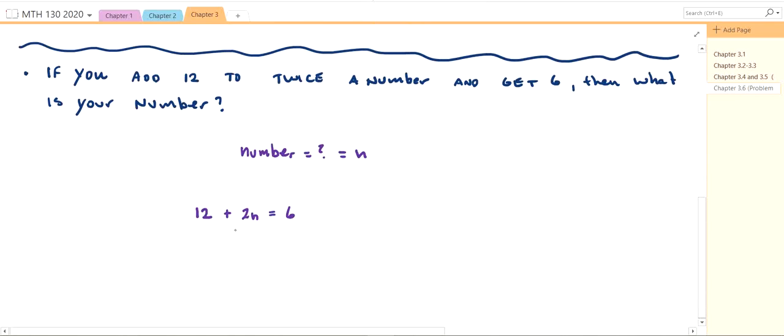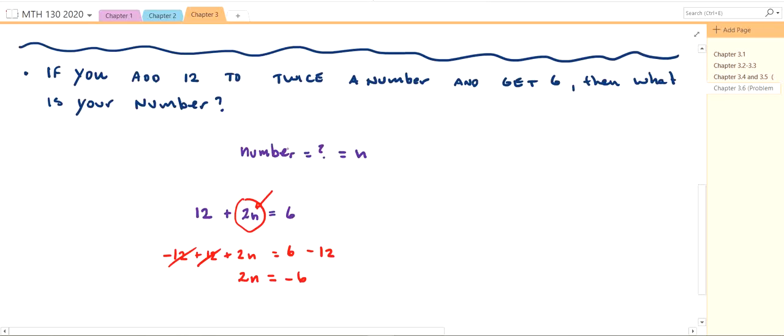So as we look here at our equation, we have one unknown and one equation. We can solve this. So what I'd like to do is isolate this n on one side. Let's leave it on the left side. So I'm going to add minus 12 to both sides to get rid of this 12. Okay, so now I have 2n equals minus 6.